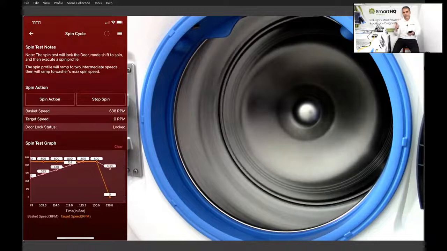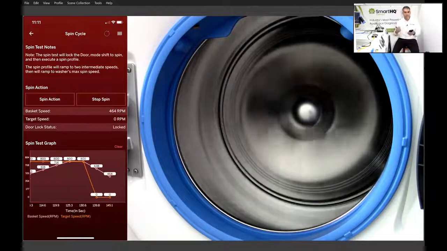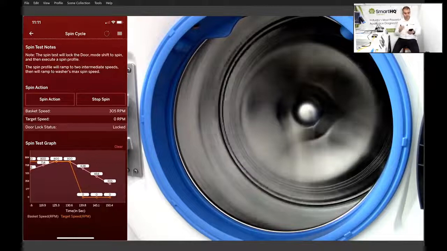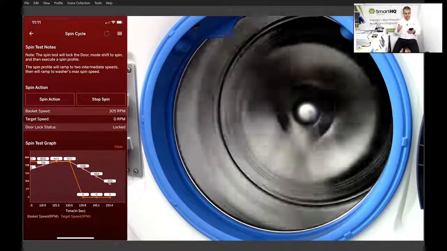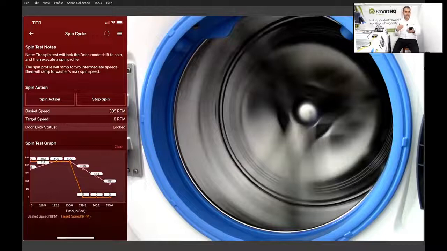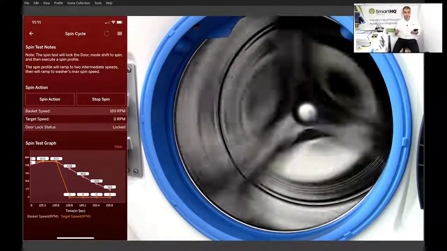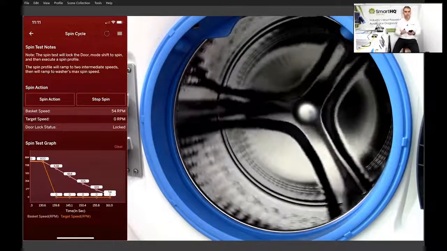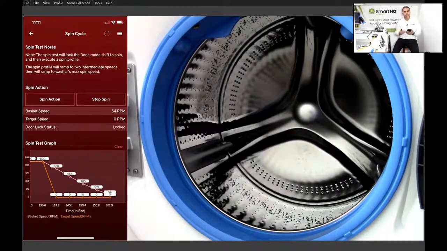And again, the next target speed, I believe, would be 1300, which this thing is going to go very, very fast. But again, for this demonstration, we saw what happened here. Okay, so keeping in mind that your target speed is what you need to reach, your basket speed is the actual RPMs that the machine was able to accomplish. Okay, and that's going to be very important later on when we talk about cycle history, because with the cycle history feature within SmartHQ service, you will be able to tell if the customer's washer was able to get up to the maximum spin speed for the specific cycle that they selected.